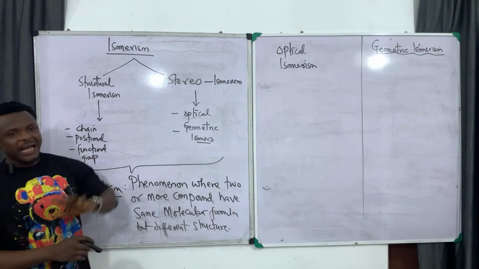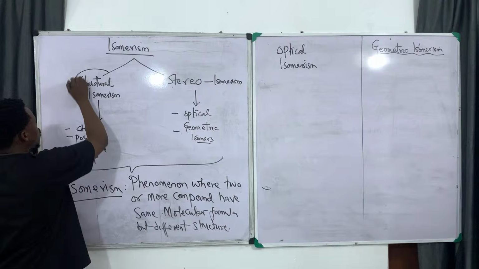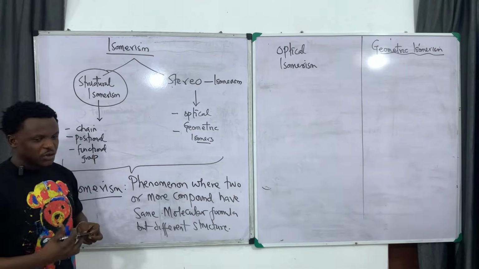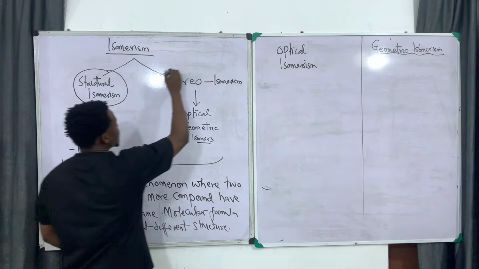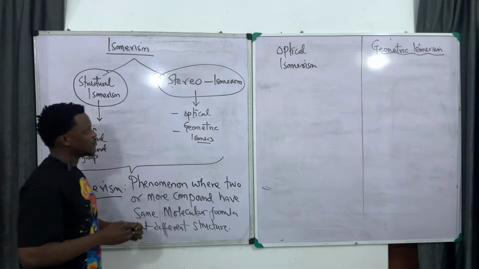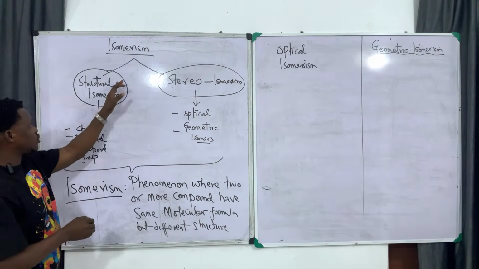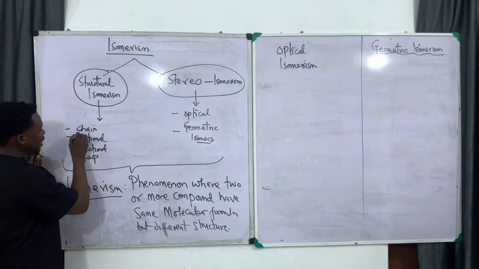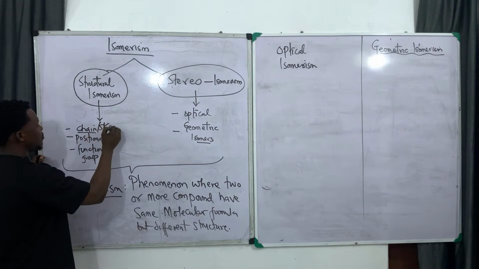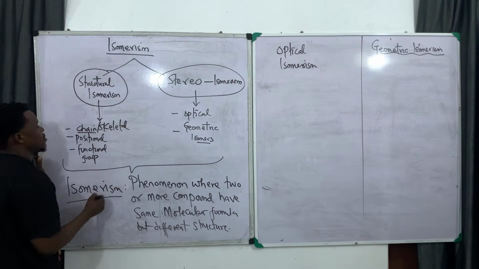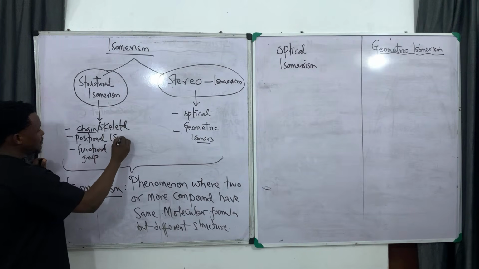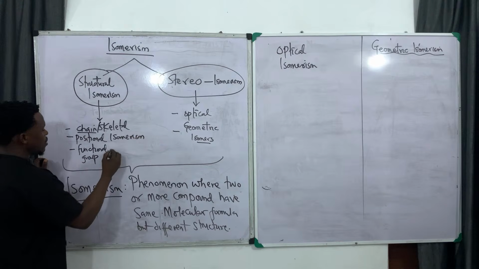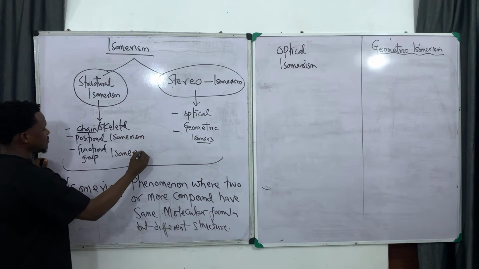We have two types of isomerism. We have the structural, which is what JAMB is telling us to cover. We also have stereo. Under the structural isomerism, we have three types. We have the chain or the skeletal, we have the positional isomerism, and we have the functional group isomerism.